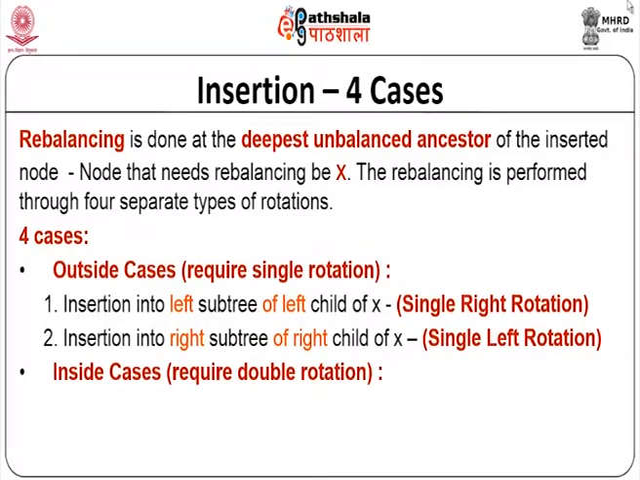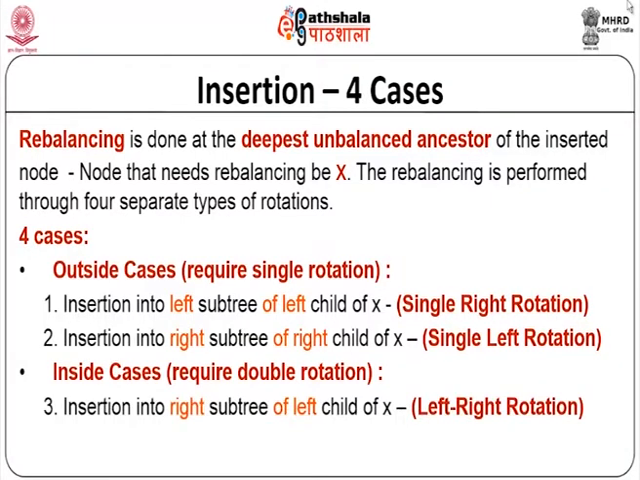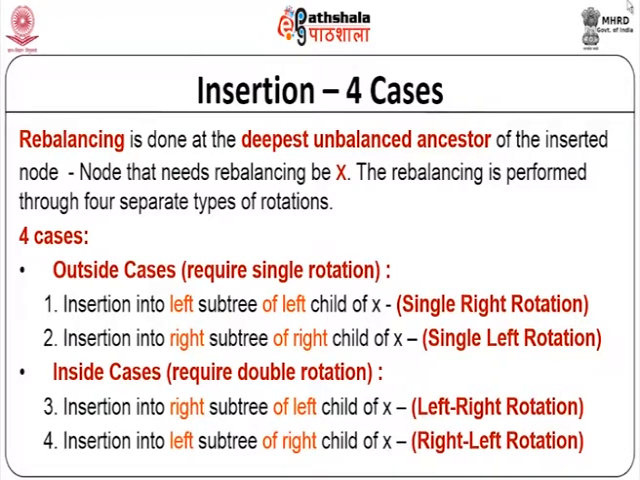Then the inside cases require a double rotation. Here we have insertion into the right subtree of the left child of x, where x is the node at which the imbalance has occurred. We call this a left right rotation. And insertion into the left subtree of the right child of x we call a right left rotation. So, these are the 4 cases we have for insertion. It is similar for deletion, which we will come to later. So, single right rotation, single left rotation, left right rotation, right left rotation.